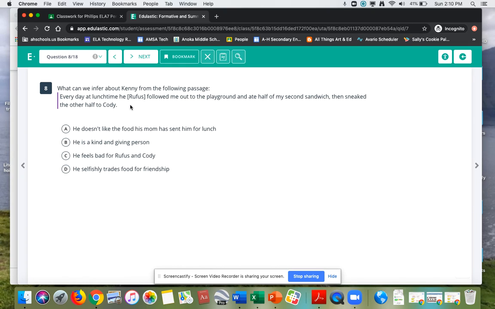Number 8, what can we infer about Kenny from the following passage? Every day at lunchtime, he, meaning Rufus, followed me out to the playground and ate half of my second sandwich, then sneaked the other half to Cody. So what can we infer about Kenny? That's what the question's asking, not about Rufus or Cody, but what can we infer about Kenny when he's observing that Rufus follows him out, eats half of the second sandwich, and then leaves part of it for Cody? Okay, it's a little bit tricky.